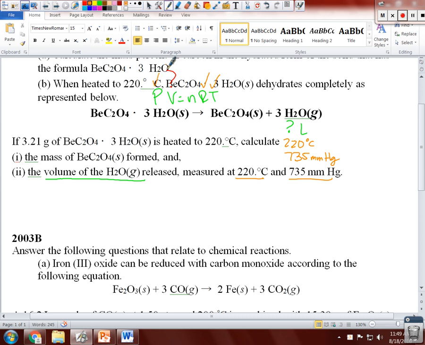Now listen to the way I word this question. Do we have an N for water gas? Not yet. We do not. And here's why. Because the mole or gram that was given to us was for what specific thing? The beryllium oxalate trihydrate, or an easy way to say it, the hydrate. So what must we do with the hydrate to find the number of moles of water?